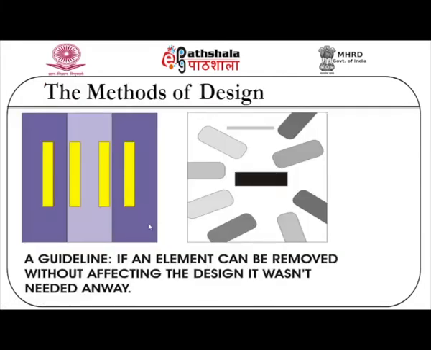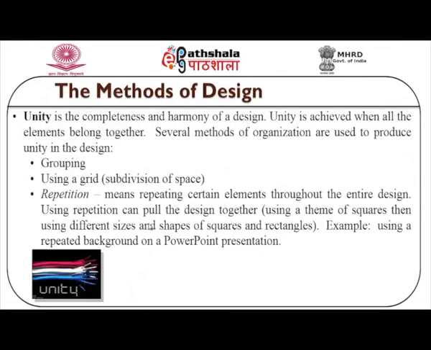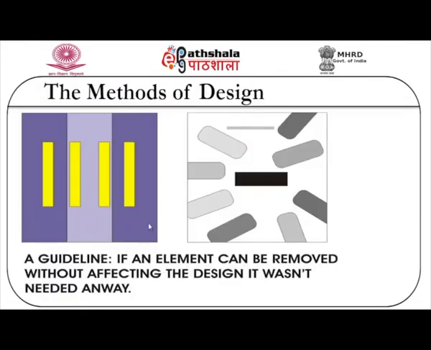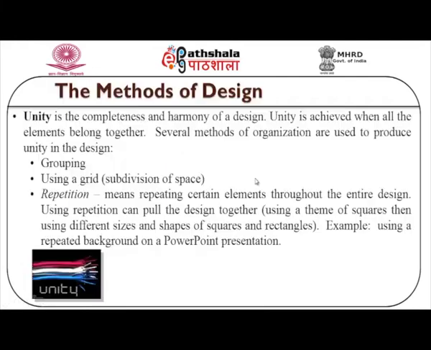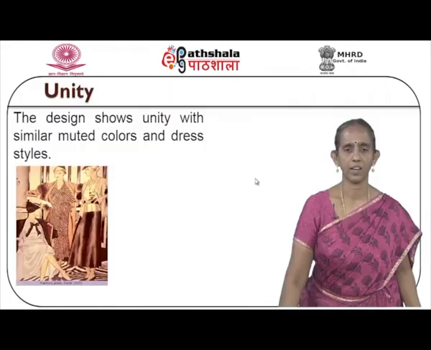So these are the examples for unity. A guideline is, if an element can be removed without affecting the design, it wasn't needed anyway. Here we can see these yellow color blocks are being repeated so many number of times. Similarly here all these blocks are being repeated so many number of times. Even if one block is removed from this visual, it doesn't matter to the entire visual. But if this specific black color block is removed from the visual, it matters a lot. So that is the importance of unity as such.